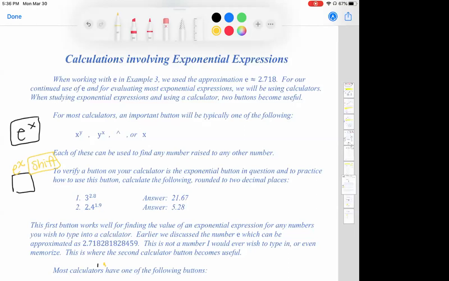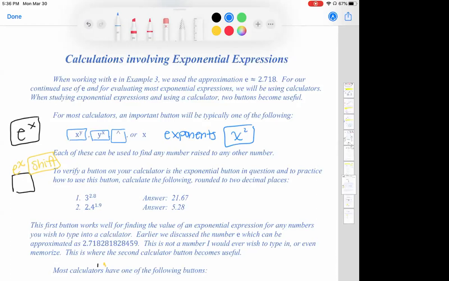So let's read this. When working with e in example 3, we use the approximation of 2.718. For our continued use of e, and for evaluating most exponential functions, you will be using calculators. When studying exponential functions and using a calculator, two buttons become useful. This is in general for when you're working with exponents. We're used to working with maybe an x squared button, but we're going to be working with exponents that are not always squares, something like a third power or fourth power. So you might have a button that looks like this, or maybe a caret.